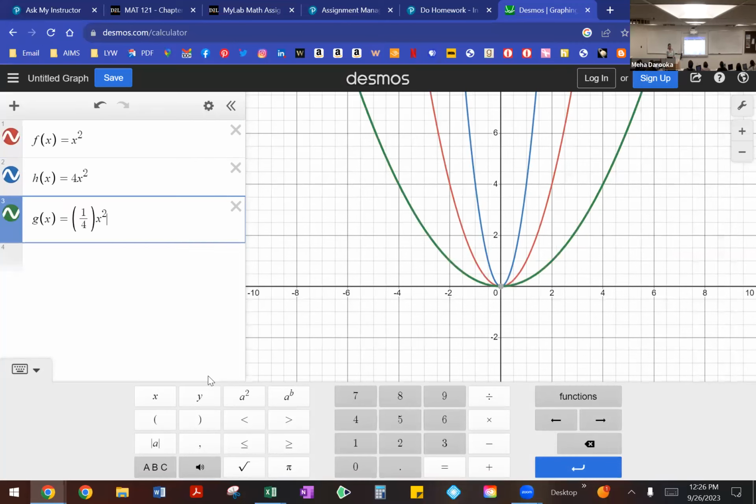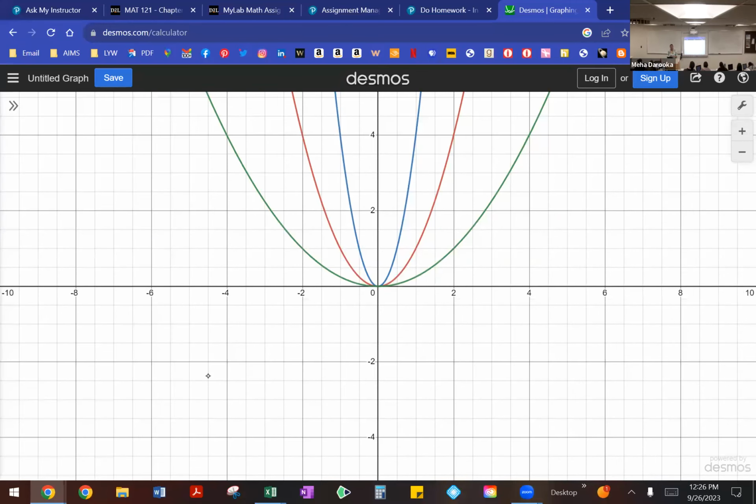There we go. So the 1/4 in the green is the shrink, or it makes it wider. The 4x squared is the stretch, which makes it narrow. Kind of think about a rubber band, right? What happens when you stretch it, it makes it narrow. So that's kind of what's happening with that 4x squared function.